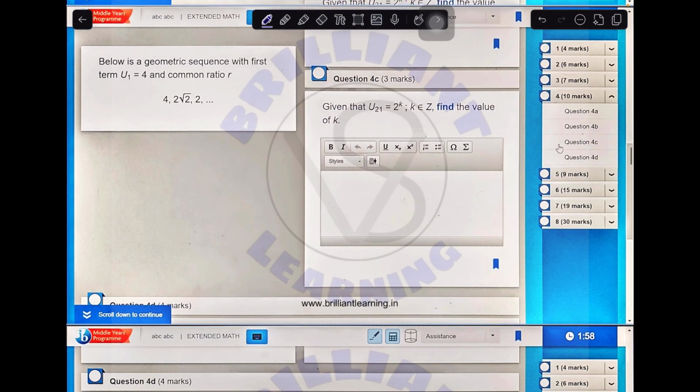Okay, so question 4c, given that u21 is equal to 2 to the power of k, find the value of k. So un is equal to a multiplied by r to the power of n minus 1 for a geometric sequence. Okay, so in this case we have u21. A is the first term, so 4 multiplied by root 2 over 2 to the power of 21 minus 1. And I put that into my calculator and I get 1 over 256. Okay, so I've not finished there yet.